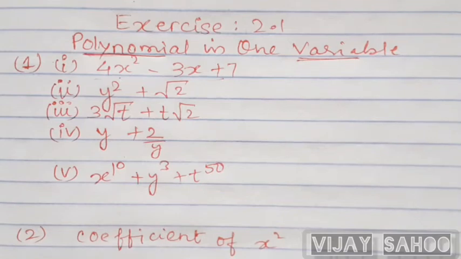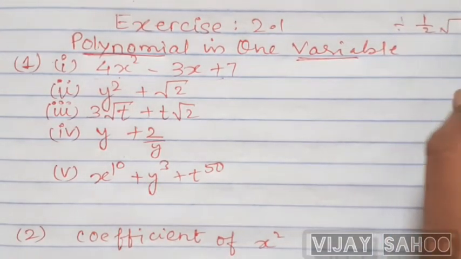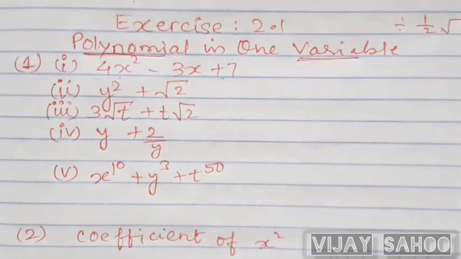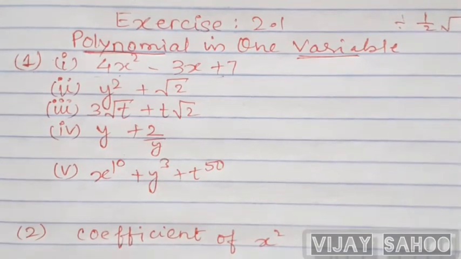और पॉलिनोमियल के लिए क्या होता है, you have to see the powers. अगर पावर डिवीजन में है, फ्रैक्शन में है या रूट में है, then we'll consider that it is not a polynomial. So we'll start the first question.